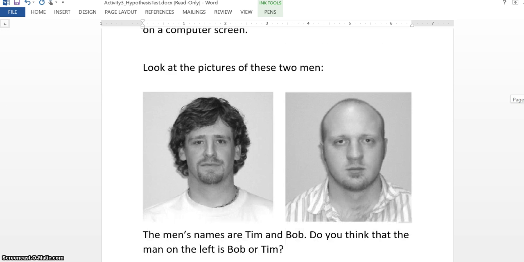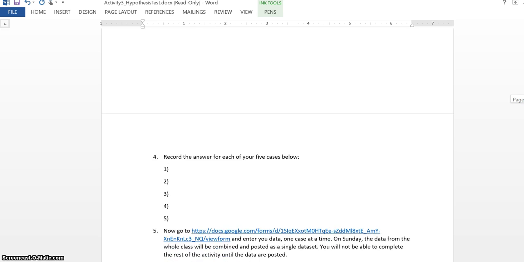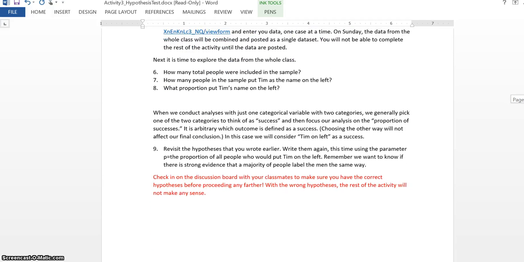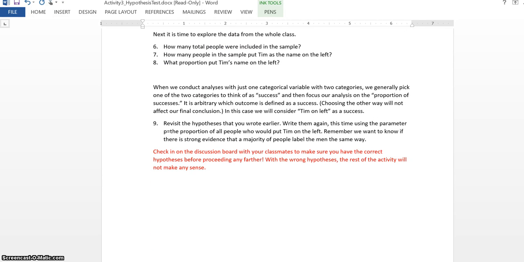Now the next thing we did is we actually collected the data and entered it in the Google form. And next we're going to take a look at the sample information. Data were collected from 77 people, so that's our n. Out of the 77, 50 put Tim's name on the left. So the proportion that put Tim's name on the left, our sample proportion, p hat, was 50 over 77, which gives us a sample proportion of 0.649.